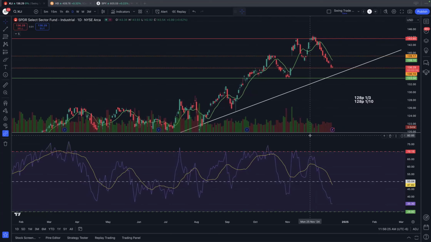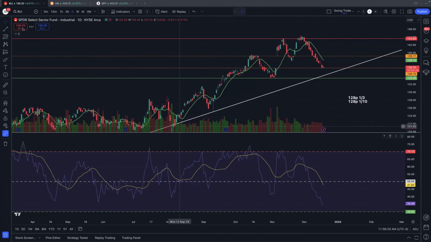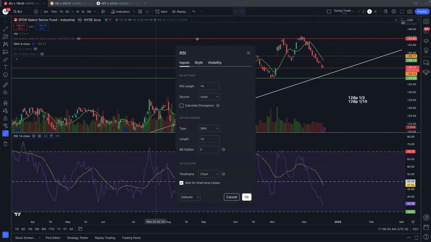Now, let me point out the lines on here as well, the purple and the yellow. I forget every time. So I open up the indicator box and I go to settings.